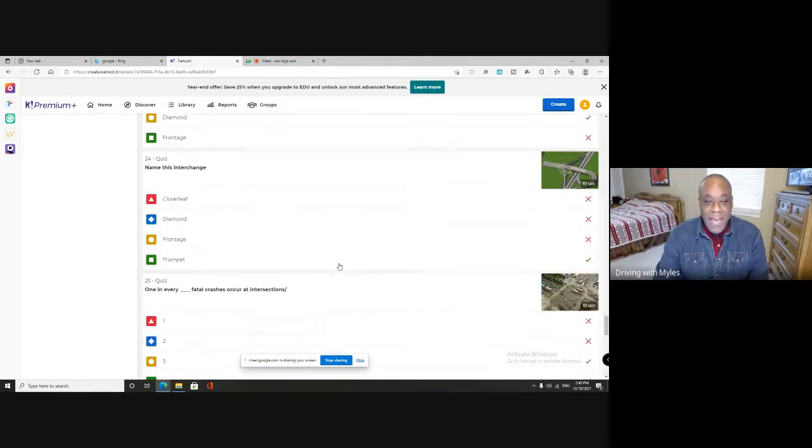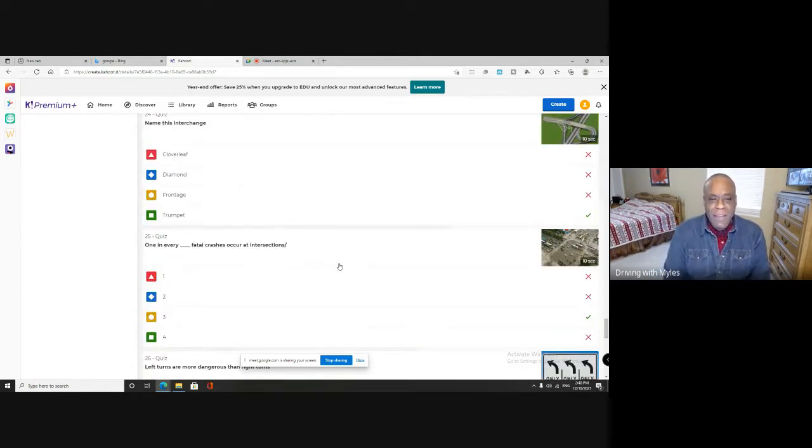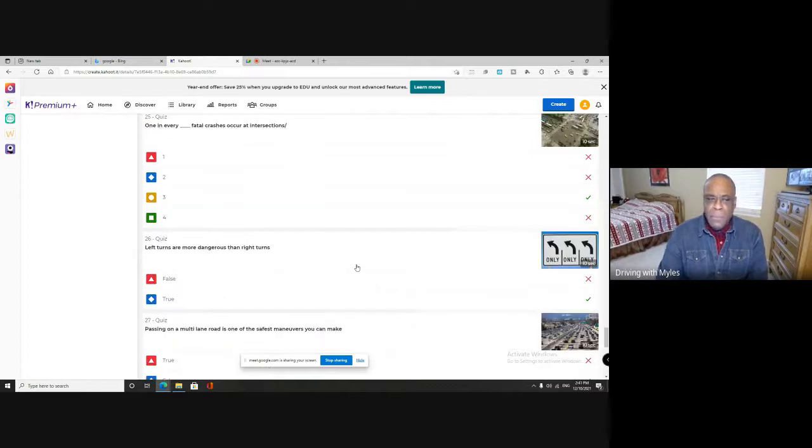Number 25, in every blank fatal crashes, 3 occur at an intersection. Intersections are the most dangerous place. Beginning drivers, someone with less than 10 years of experience, you've got to look and scan left, middle, right. You always have to look. Use that vision. Number 26, left turns are more dangerous than right turns. This is true because you're turning in front of oncoming traffic.